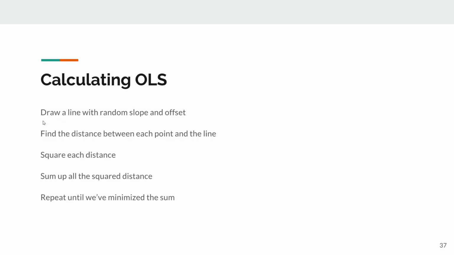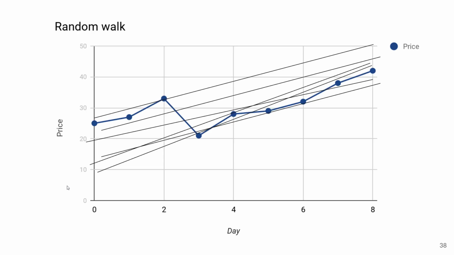So what we do is we draw a line, just randomly, and then we find the distance between each point and the line like we did with the orange lines, and then we square each distance. By squaring it, we get rid of the negative sign. Everything is positive, and then we sum up all the squared distances. Our objective is to repeat that over and over until we find the minimum sum, meaning the lowest sum we can possibly find. And that would imply that we have the best fit line.